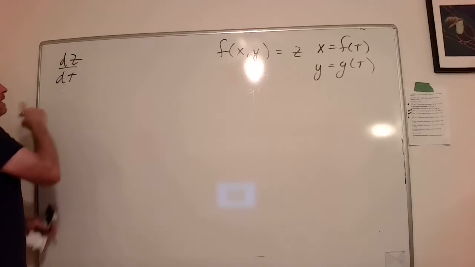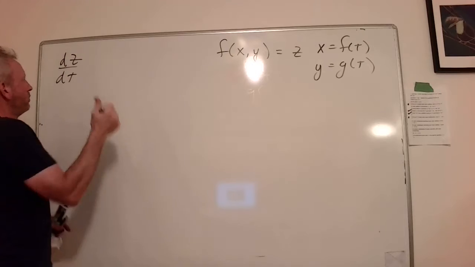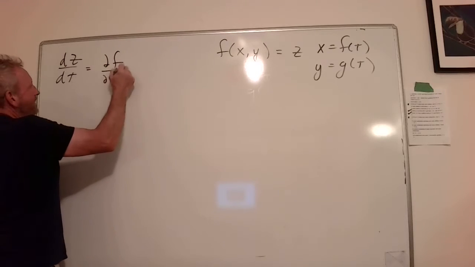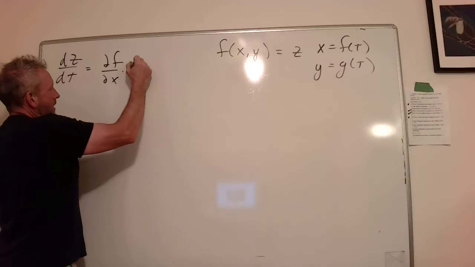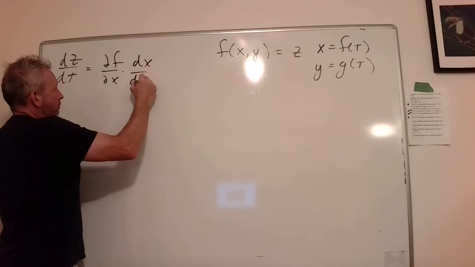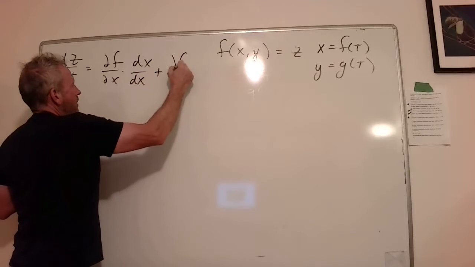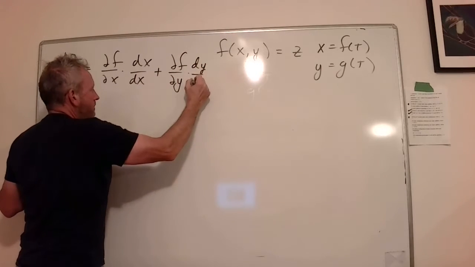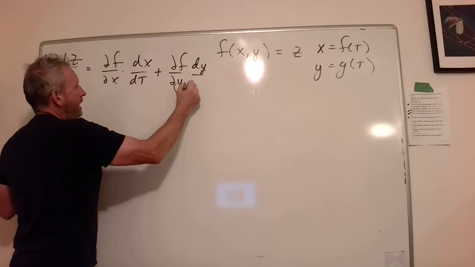And it turns out that, well, here's the rule for it. We do the partial of f with respect to x times the derivative of x with respect to t, plus the partial of f with respect to y times dy/dt.